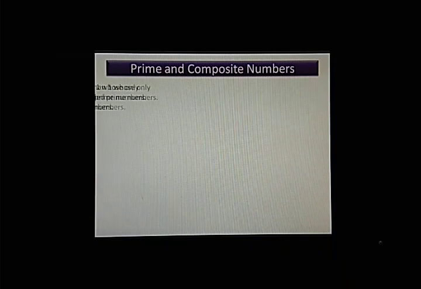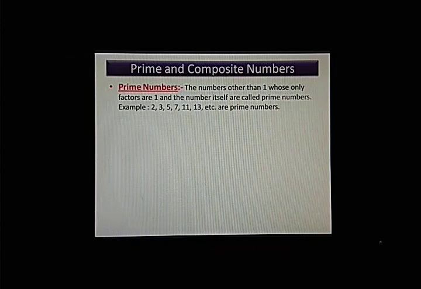Let us see the definition. Prime numbers are those numbers which have only two factors. Which are those? 1 and the number itself. For example, we have given here 2, 3, 5, 7. You can see there are infinite prime numbers, and all these numbers have only two factors.